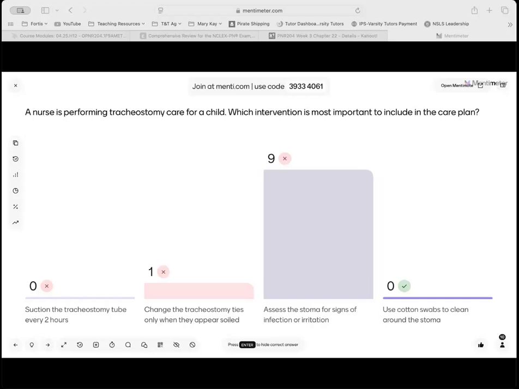We change those trach ties routinely because not only are we worried about them being soiled, but we're also worried about them stretching and getting loose over time. So we want to make sure we're keeping them changed regularly so that that trach stays nice and secure. Like I said, if we didn't formally assess that site, it's not going to say 100% that I'm going to end up with an infection or irritation. But if we omit the cleaning process, then that will guarantee us that infection.